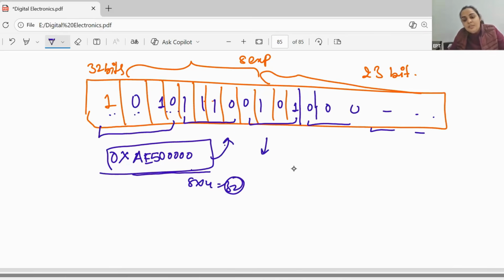Now from here you can write down the number in the binary normalized form. From that you can find the value of the decimal number. So the most important is 32 bit only.